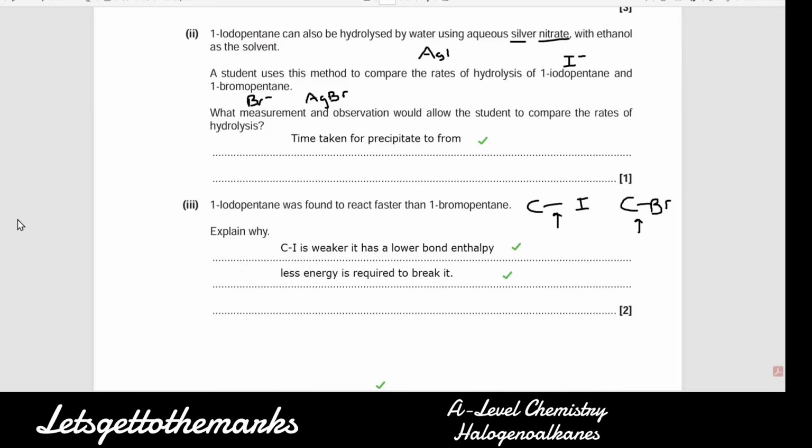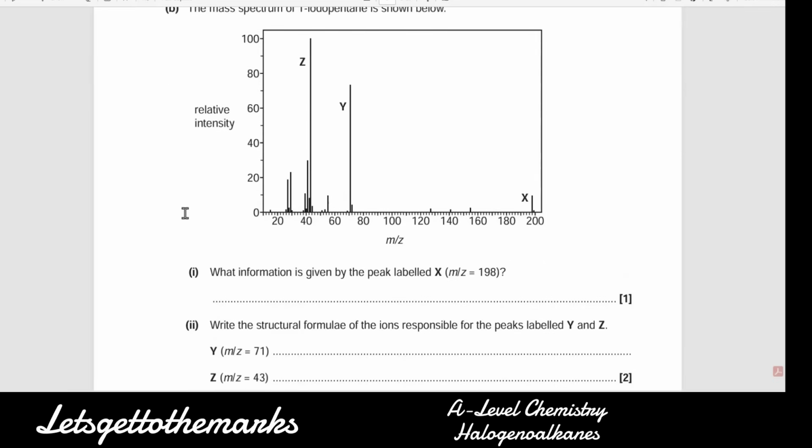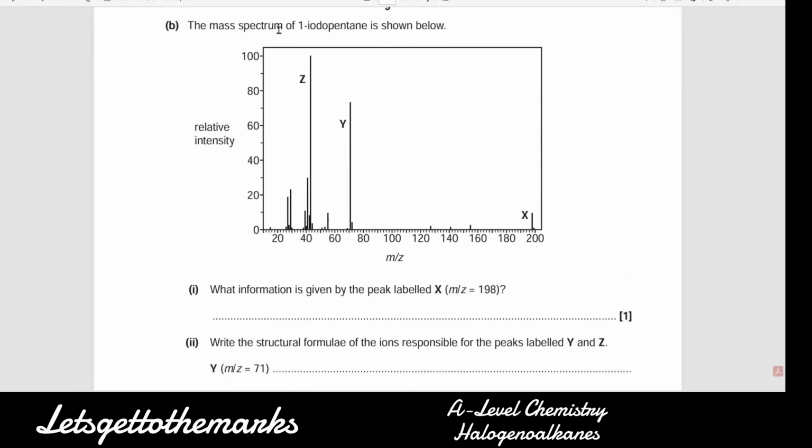Okay, I think that may be the end of the question. No, there's more, folks. The mass spectrum of 1-iodopentane is shown below. We've got the relative intensity on the y-axis, and we have the m/z, mass to charge ratio, along the bottom. What information is given by the peak labeled X?